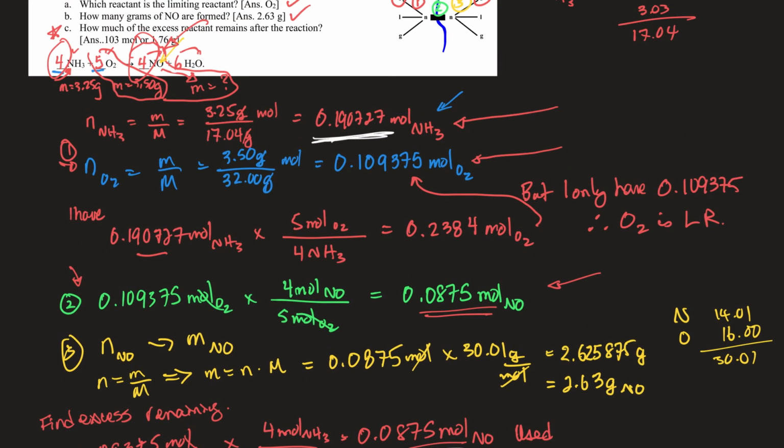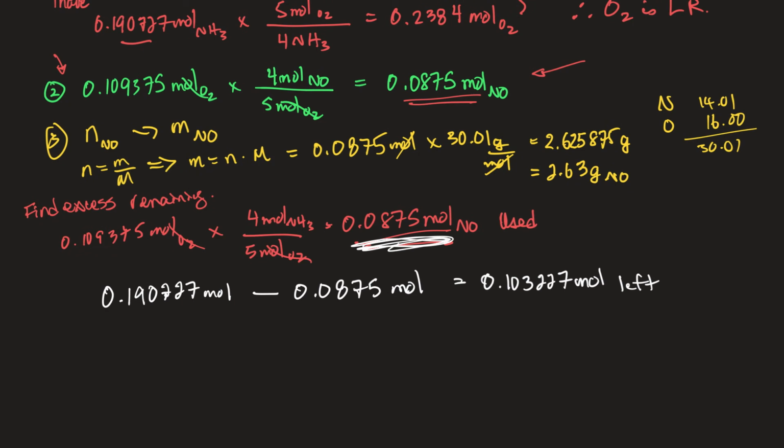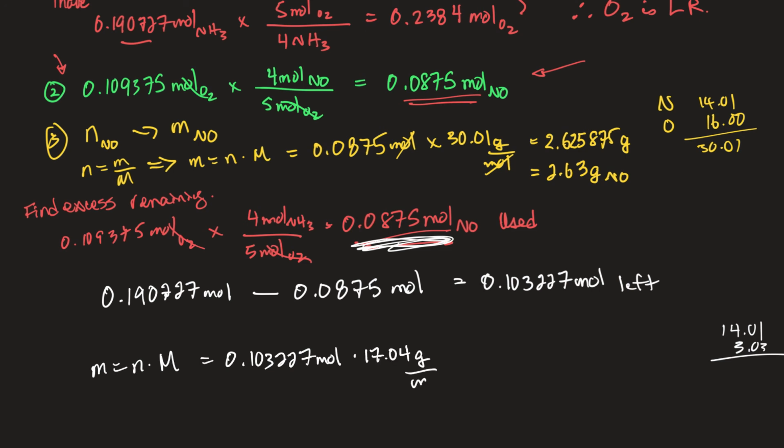Let's just see if that's right. Oh yeah, 0.103. And then they ask how much of it is left over. So you could just say I've got that many moles. But it does make sense to convert it to grams. So let's use our formula. Mass is equal to moles times molar mass. So the moles are 0.103227 moles. And the molar mass of ammonia was 17.04 grams per mole. So that number I had there times 17.04, 1.76 I'm calling it, 1.76 grams of ammonia left.